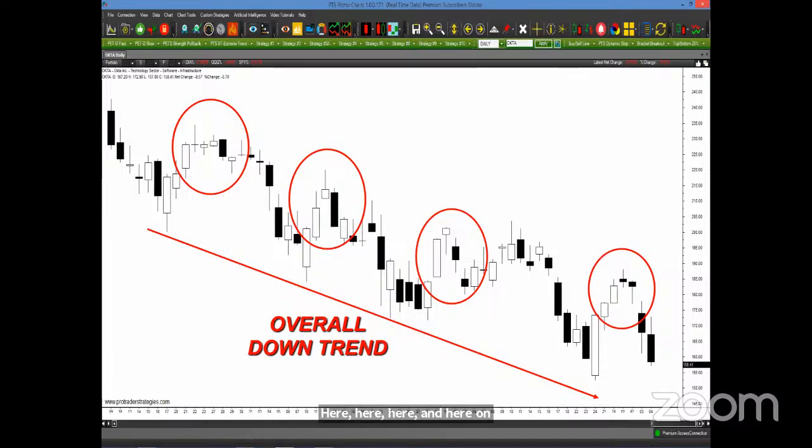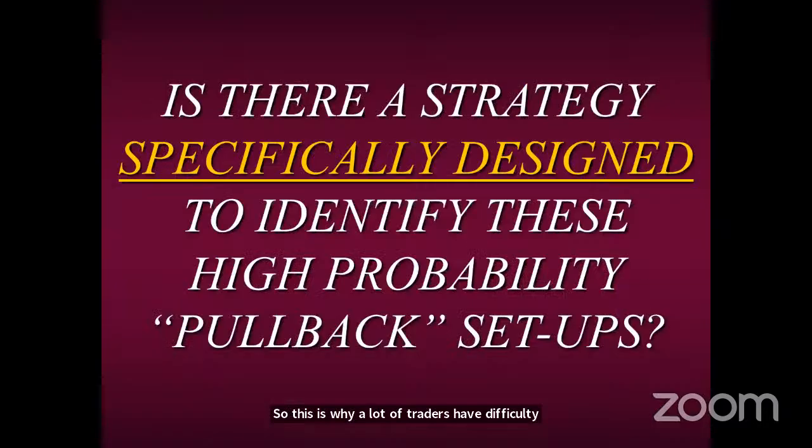Now, this is easier said than done. In hindsight, it's very easy to see where these bounces were and where the resumed trend happened in the overall trend. But the only difficulty is when it goes up in this instance, who knows whether it's going to continue downward or whether it's going to continue going higher and establish a new uptrend, and vice versa. So this is why a lot of traders have difficulty trading pullbacks. And it leads us to ask the question, is there a strategy specifically designed to identify these high probability pullback setups? Well, yes, there is.